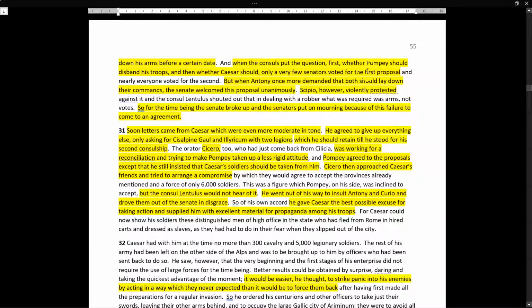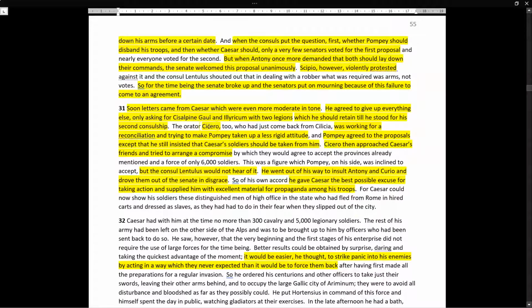The consuls put the question first whether Pompey should disband his troops, and then whether Caesar should. Only a very few senators voted for the first proposal. Nearly everybody voted for the second. But when Antony once more demanded that both should lay down their commands, the Senate welcomed his proposal unanimously. However, Scipio protests this, so in the end, there is no agreement, which that last sentence talks about. So there is this issue about the two armed forces which I described earlier.